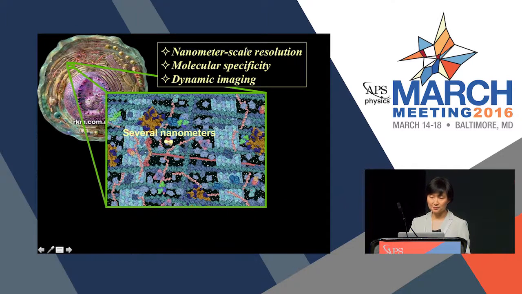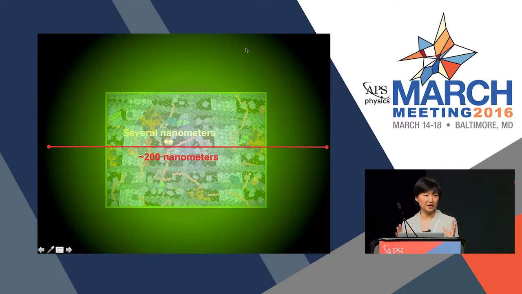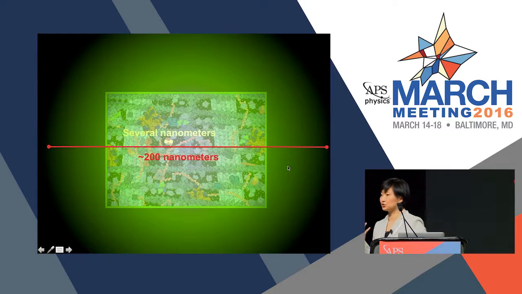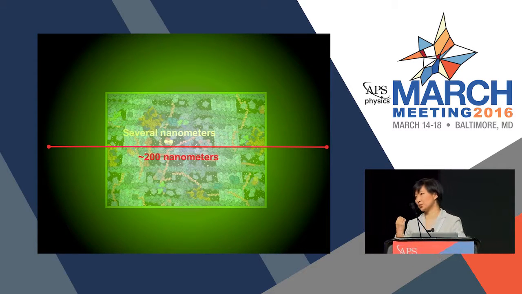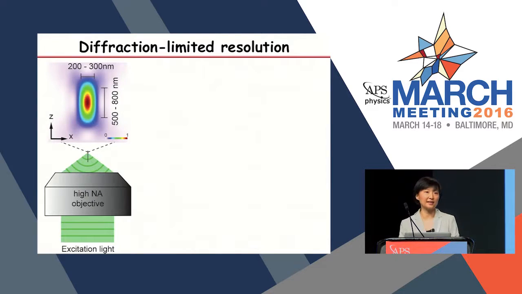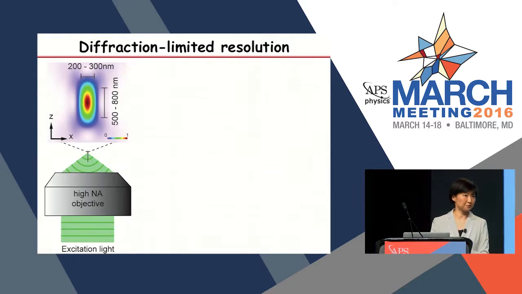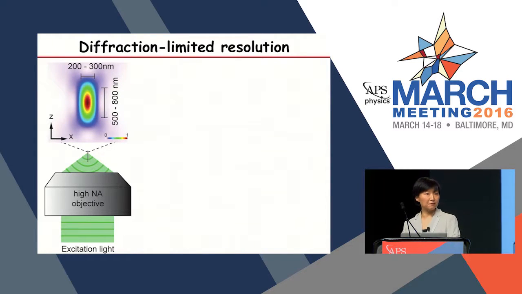And that is because, simply speaking, if you focus your light into a spot, this spot is about 200 or a few hundred nanometers instead of a few nanometers. So that's 2 orders of magnitude bigger than you would want to have for resolving molecular scale interactions. And nowadays, we know very well that this is caused by diffraction. Light, as any wave, diffracts.